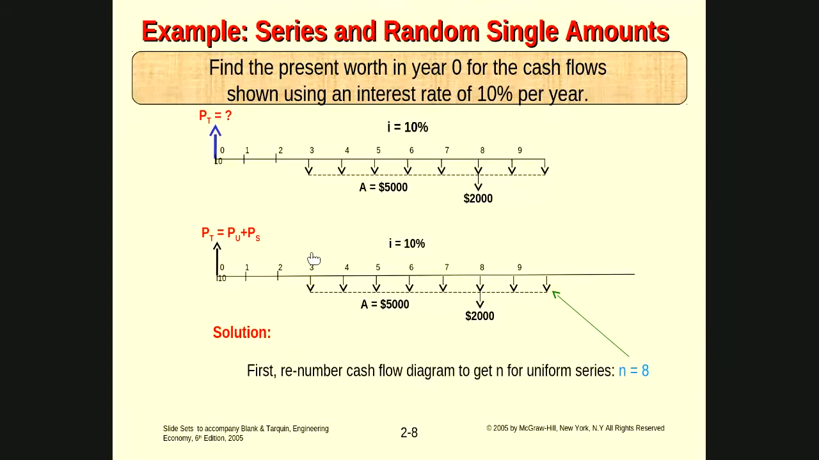Let's see the example, how we do that. Here the example says, find the present at year 0 in this cash flow, and you have I equal 10%. The values placed from year 3 until year 10 are $5,000. They are equal, but on year 8 there is $2,000 in addition to the 5,000. So there is a 5,000, but there is also $2,000. How do we convert those values to year 0?